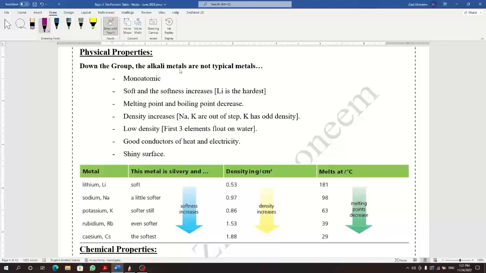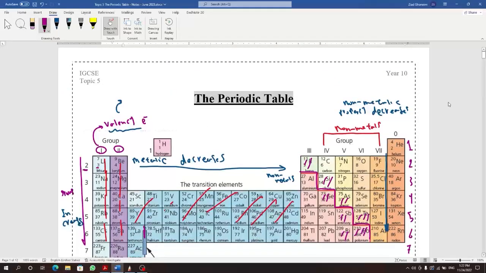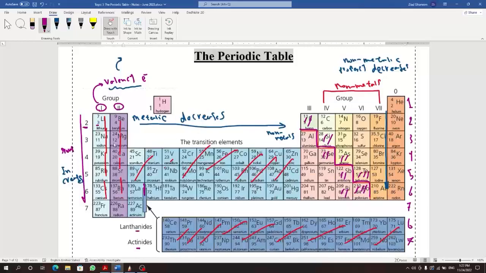Down the group, the alkali metals are not typical metals, and we've already talked about the differences in their physical properties. First of all, they are monoatomic, which means that they exist as a single atom. For example, sodium exists as just sodium, potassium, lithium, and so on. They are soft, and their softness increases down the group. If we go back to the periodic table right here, sodium is softer than lithium and potassium is softer than sodium and so on. So lithium is the hardest of group 1 alkali metals.